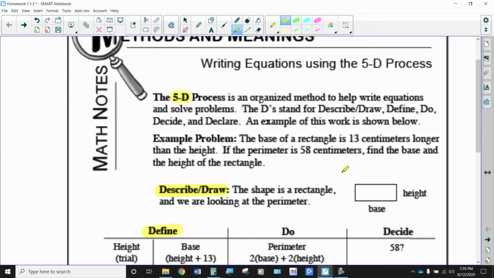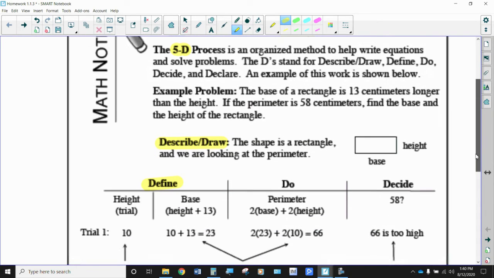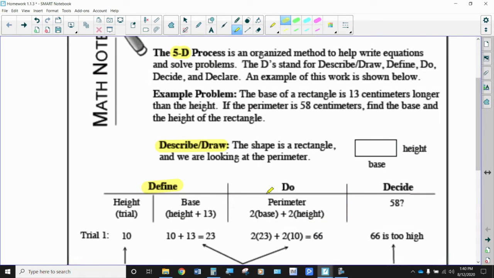Then there's the define. The define portion of the 5D process basically tells us to identify what variables we know and which ones we don't know. And the ones that we don't know typically are the ones that we have to solve or figure out. Then we decide on a process. Are you going to use a guess and check process to get to your answer? Maybe set up a table. Maybe you can create an equation based on the information, and then you would do the problem.